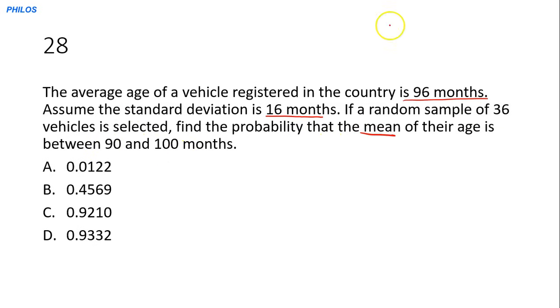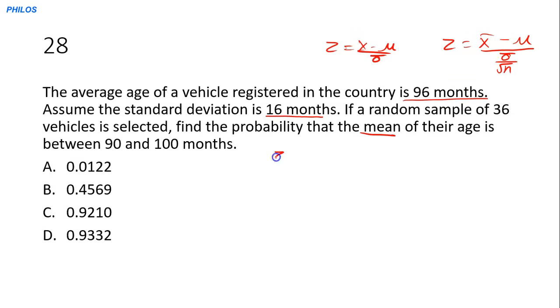So in this, your z won't be x minus mu divided by standard deviation. It will be x bar, because these two values are means. They are not just raw scores. They are sample means. And this is population mean. So sample mean minus population mean divided by standard deviation over root n. That's the formula you use here.